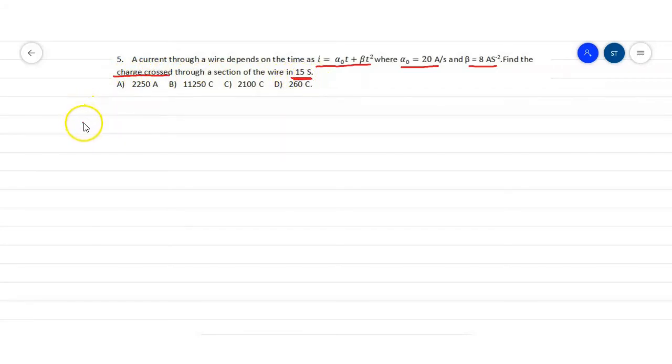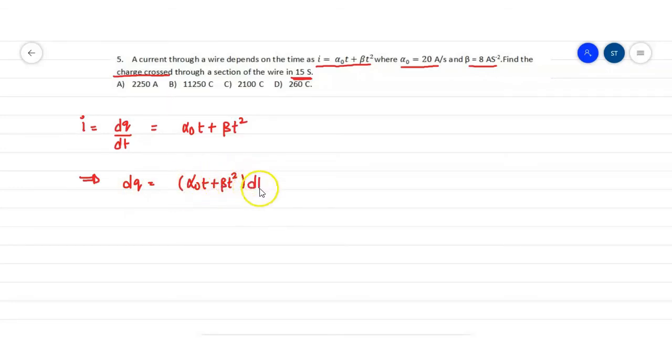So we all know that current is defined as the rate of flow of charge, dq by dt, and the expression for current according to the question is alpha naught into t plus beta t square. Just bring this dt to the right hand side. So we can write dq is equal to alpha naught into t plus beta t square into dt. Now integrate this in the first 15 seconds. So t will be varying from 0 to 15. Integral dq will be the total charge flowing through this system.